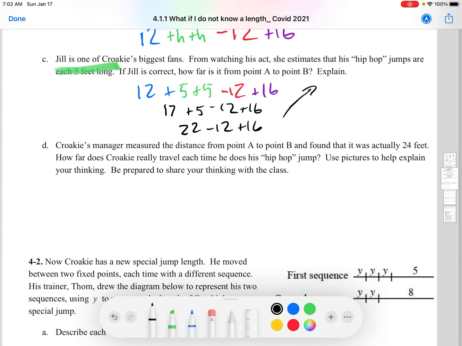So I'm just going to move that up here. 10 plus 16 is 26. So how far is it from A to B? 26 what? Oh, I should label that. That is in feet. That's in feet, we find out.